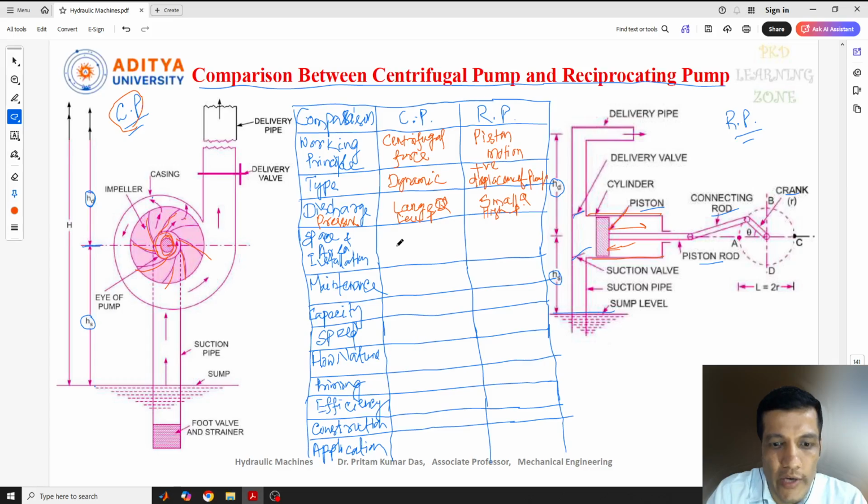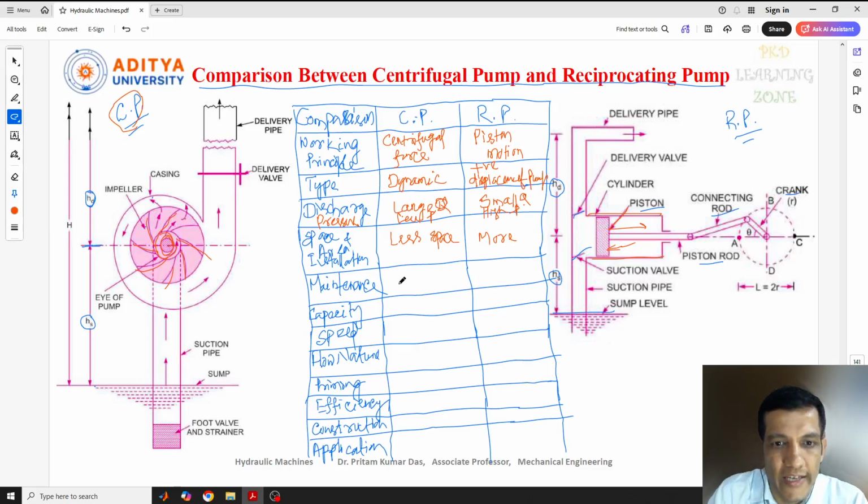Okay. Now coming to the space and installation area. For this one we require less area, less space. Very small area can be sufficient for this one. But for the reciprocating pump, more installation area and more space are required.